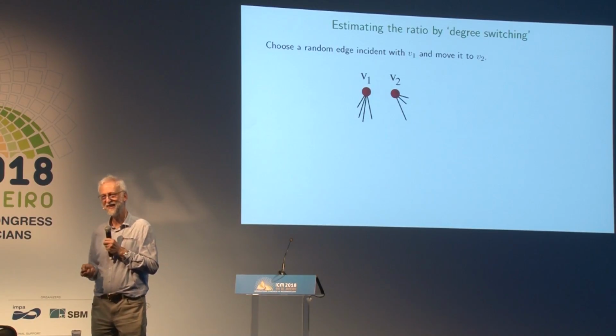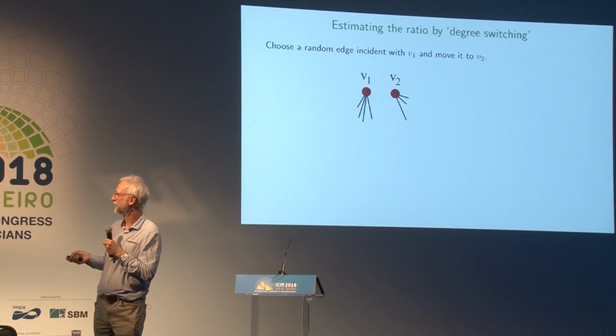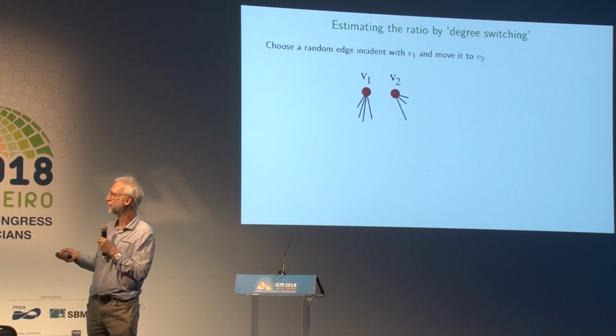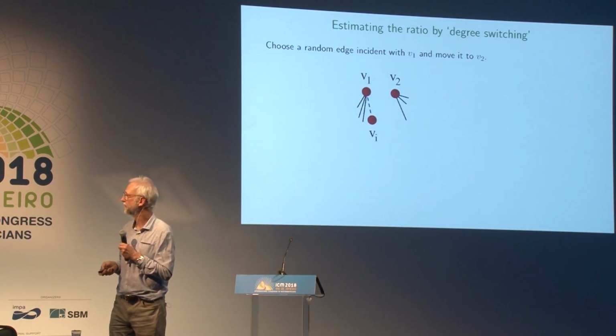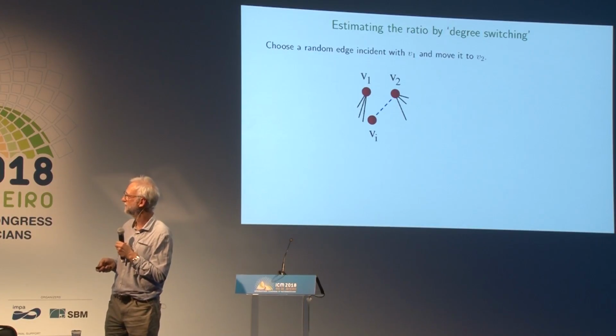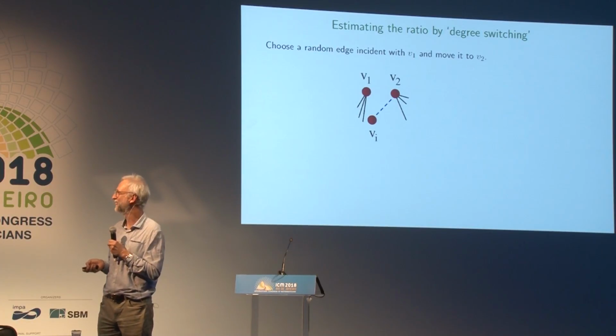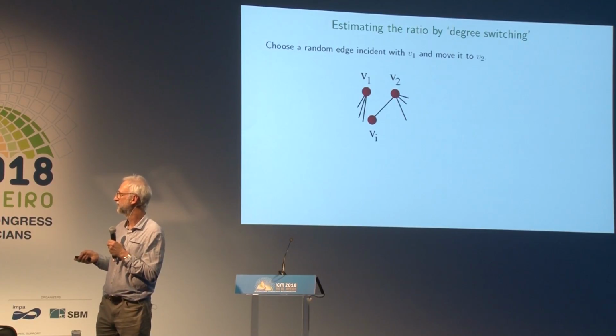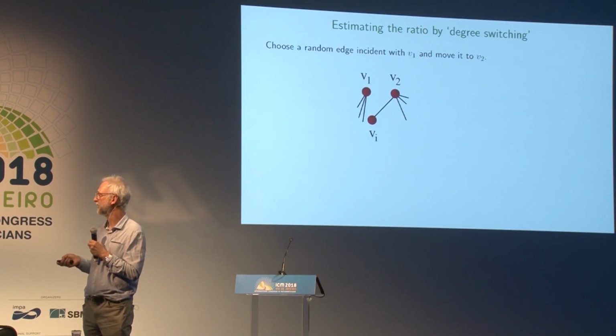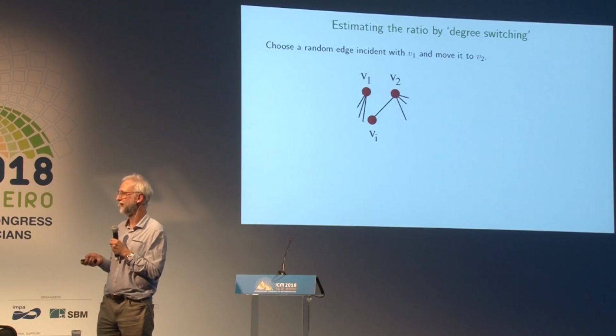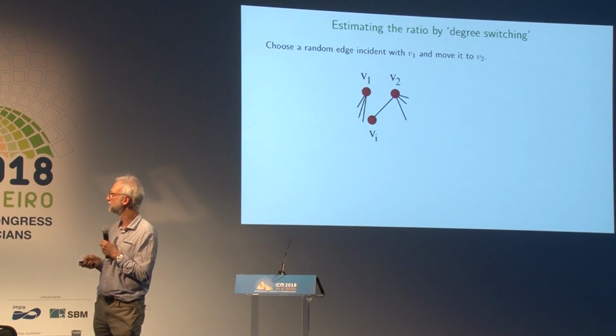It's a variation of the switching idea, but it's quite a different kind of switching. You start with a graph with given degrees and you choose a random edge incident with one vertex, let's just say v1, and move it to v2. So there it is, you move it over to v2 from where it was. The other endpoint stays the same. Well, you've got a graph where if the first graph had degrees d minus e2, then the next one has a degree sequence d minus e1.